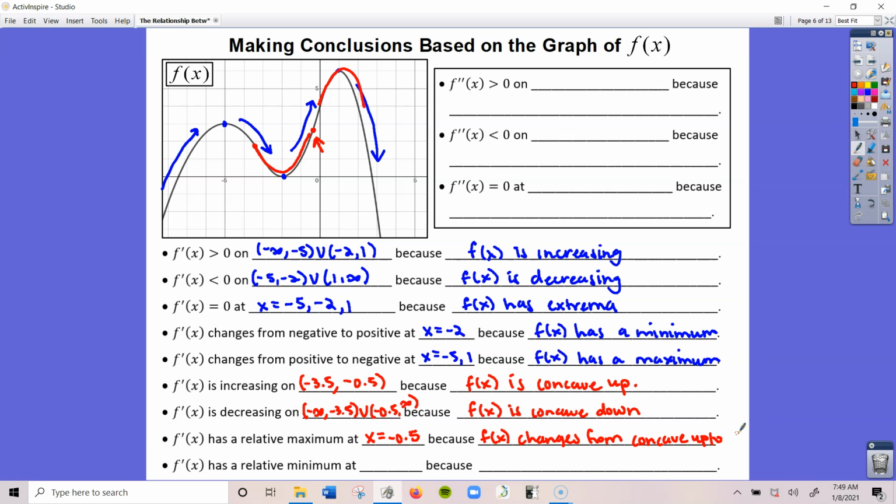up to concave down. And same thing here, f prime of x has a relative minimum, and this occurs when it changes from concave down to concave up, which only occurs here at x is equal to negative 3.5. And the reasoning would be because f of x changes from concave down to concave up.